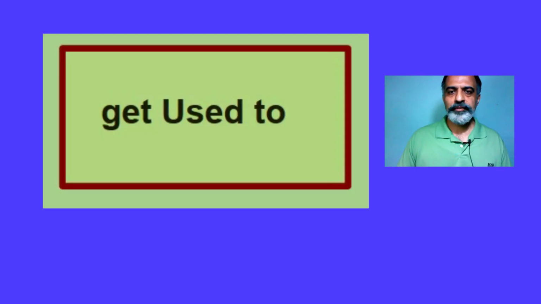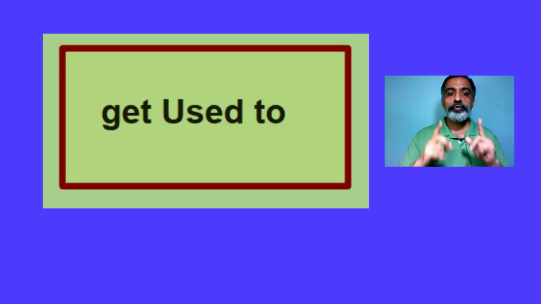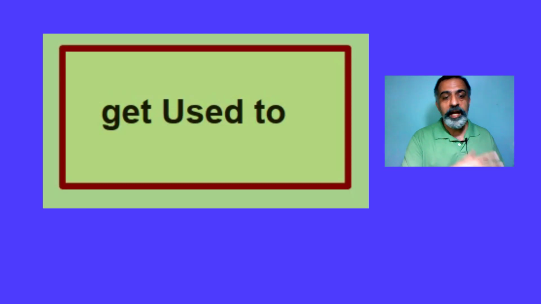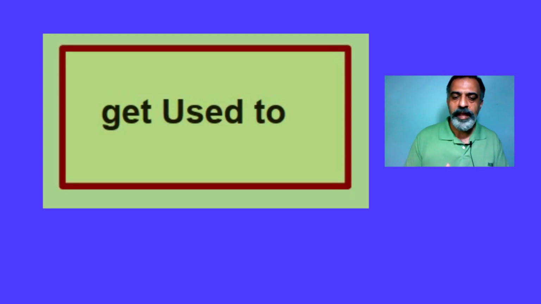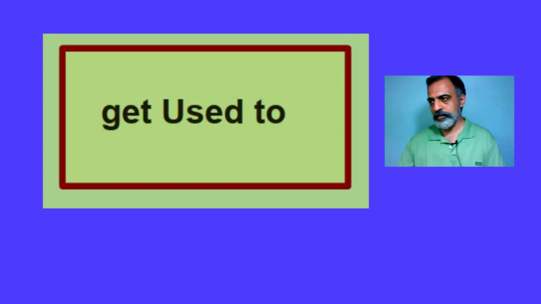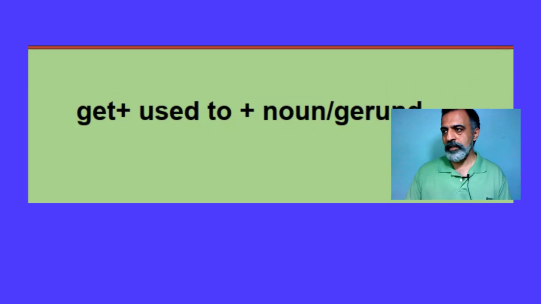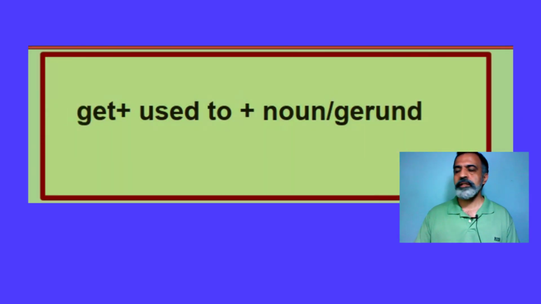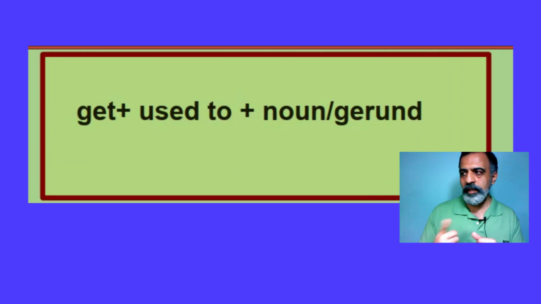Finally, we come to get used to. This phrase is used to talk about the process of becoming familiar with something or adjusting to a new situation. It indicates that the person is in the process of getting accustomed to something, and here is a basic structure. The basic structure is get used to plus noun or gerund. As I said before, instead of noun, we can use pronoun as well.